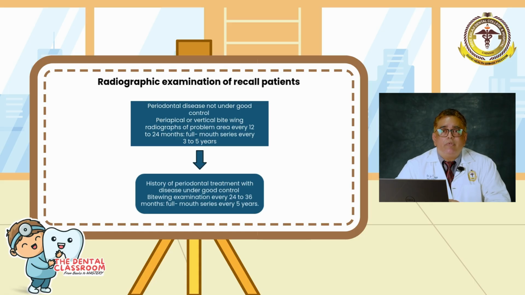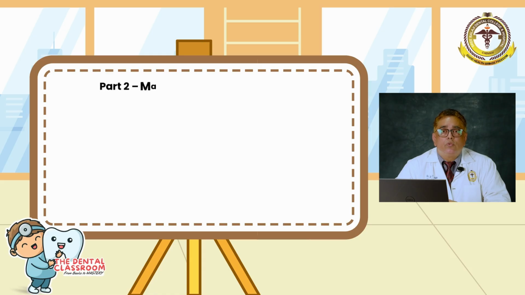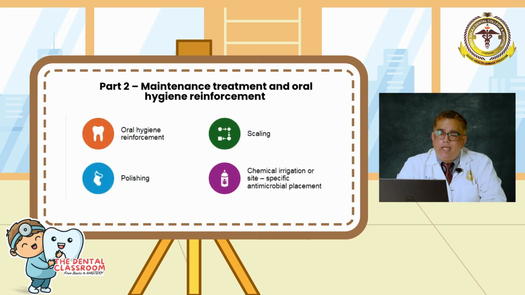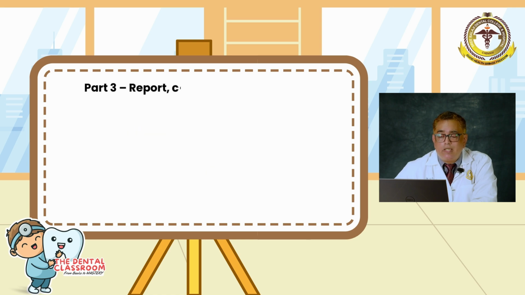And now coming to part 2. What is part 2? Maintenance treatment and oral hygiene reinforcement. We are now going to speak about maintenance treatment and oral hygiene reinforcement. Under that, we have to look into oral hygiene reinforcement, where scaling is done, polishing is done, and other chemical irrigation and site-specific antimicrobial placement.